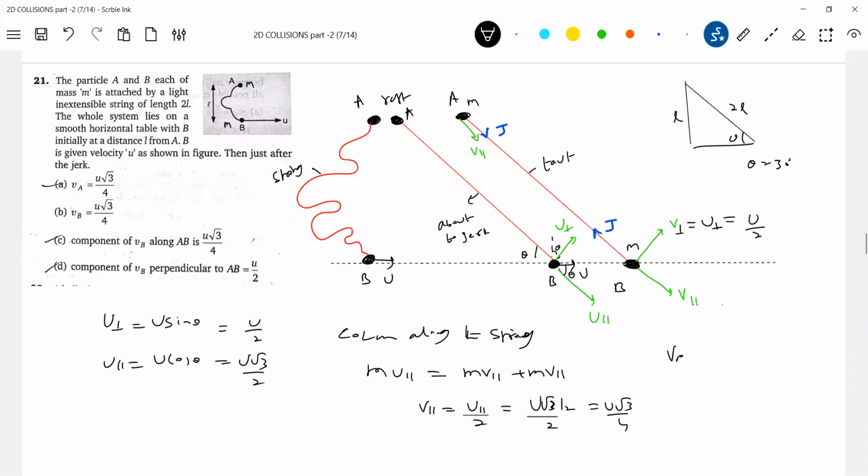So what is the velocity of particle B? Square root of V parallel square plus V perpendicular square. What is the velocity of particle A? It should be equal to only V parallel.